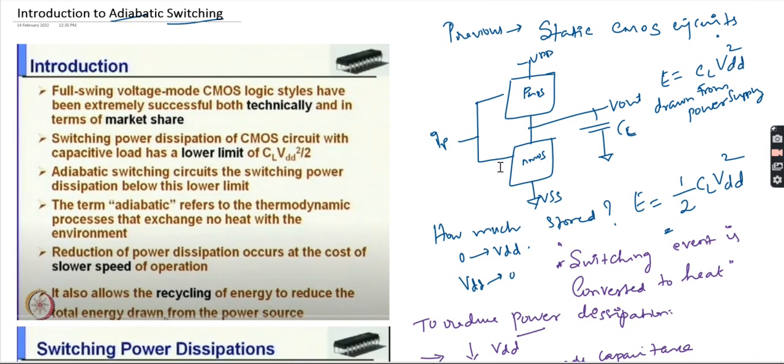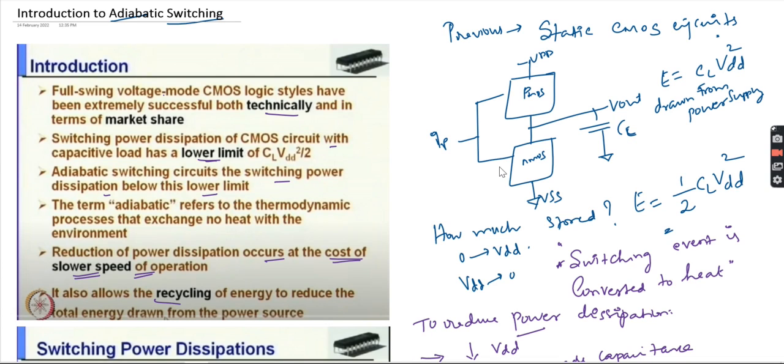As I mentioned earlier, some of the points we noted here: you can see the full swing voltage mode, the CMOS logic styles have been extremely successful both technically and in the market. The switching power dissipation, as I mentioned earlier, of the CMOS circuit with the capacitive load has a lower limit of CL V squared by 2. Now as we mentioned next, in the adiabatic switching circuit, the switching power dissipation is below this lower limit. The reduction of power dissipation will occur at the cost of slower speed of operation. That is very important, that is why I mentioned it here.